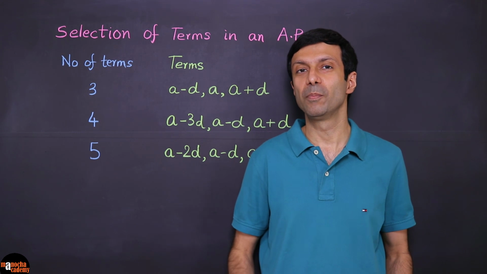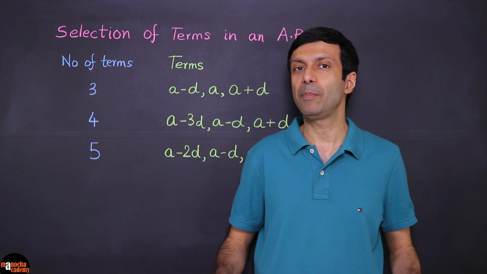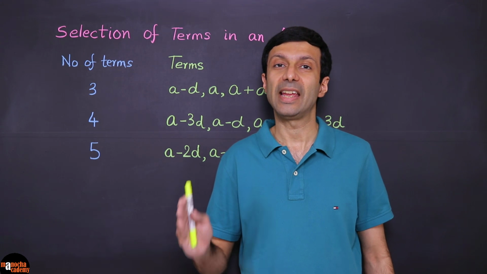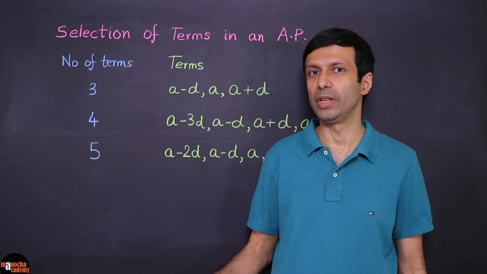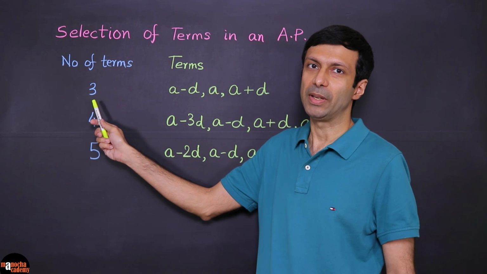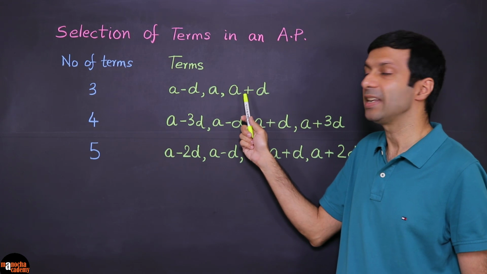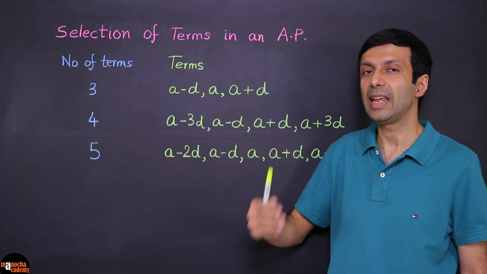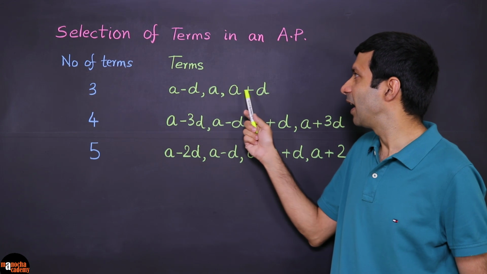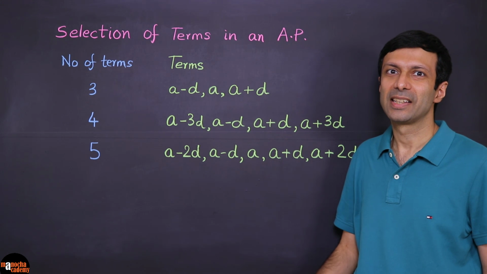Now let's talk about an important point on how to select the terms in an AP. For example, let's say you're given that an AP has 3 terms. So what do you express the 3 terms as? You might be thinking A plus D, and A plus 2D. But let's talk about what's a more convenient way of expressing 3 terms in an AP. Okay, so you should actually use A minus D, A and A plus D. Instead of A plus D and A plus 2D, it's easier to use these terms, A minus D, A and A plus D. And can you see what is the common difference here? That's right, the common difference is D.